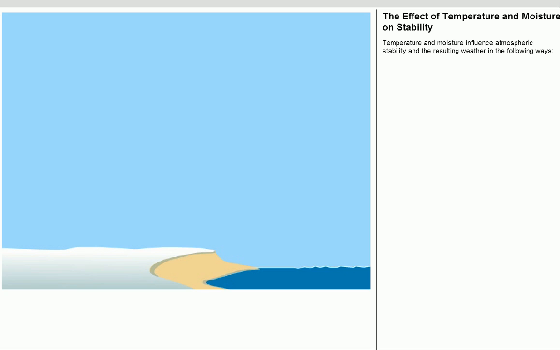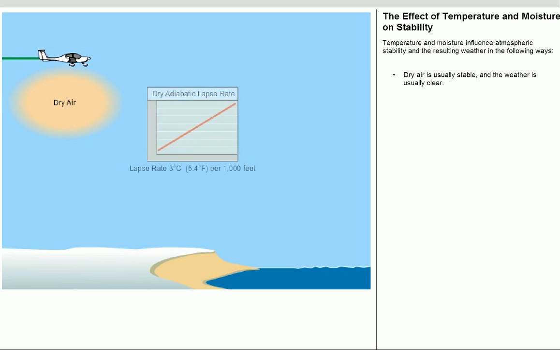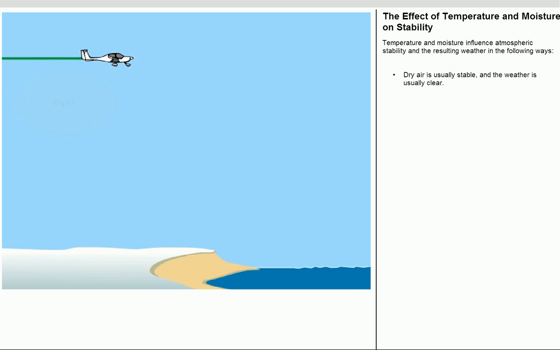Temperature and moisture act together to influence the stability of the air and the resulting weather in a variety of ways. Dry air is usually stable, and stable air displays little vertical motion, so the weather is usually clear. Arctic regions in winter are good examples of cool, dry air and stable conditions. In such conditions, the weather is generally very cold and clear. In dry air, the lapse rate is 3 degrees Celsius or 5.4 degrees Fahrenheit per 1,000 feet.